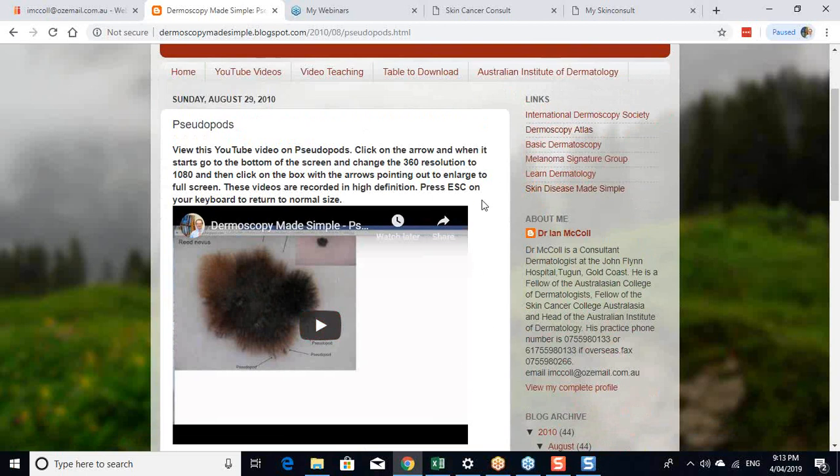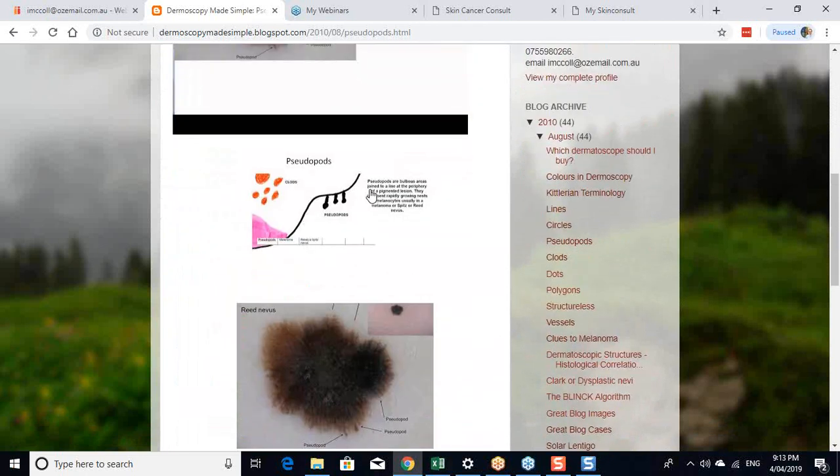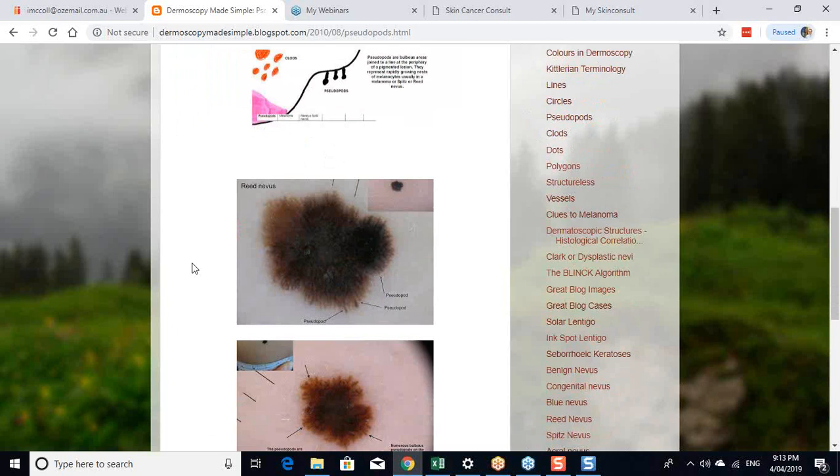So if you see lots of pseudopods and they're symmetrical, it's likely to be benign, either a Reed's or a Spitz nevus. If you see just several small isolated areas of pseudopods in a lesion that's also showing a degree of chaos or non-uniformity, then you've got to consider the question of melanoma. So pseudopods are little dots at the end of a stalk, usually connected to the network.